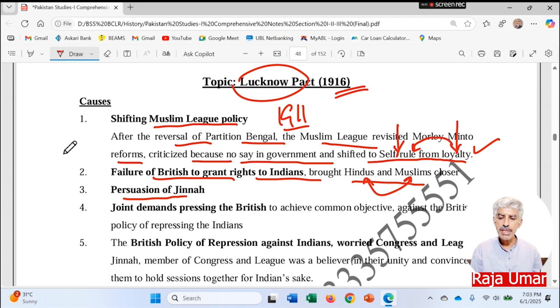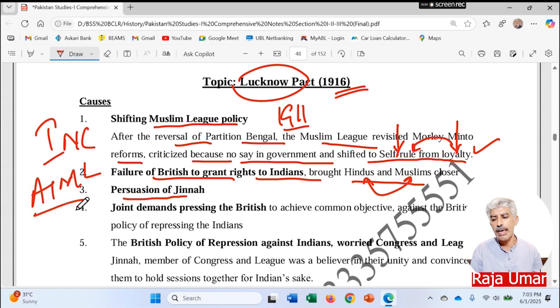Persuasion of Jinnah. As you know, Jinnah was a member of both political parties, Indian National Congress and All India Muslim League, at that time. He convinced both parties, as he used to go to the meetings of both. He convinced the leadership of both political parties to sit together, discuss their common issues and put forward common demands to the British, so that a greater and bigger pressure could be put on the British.